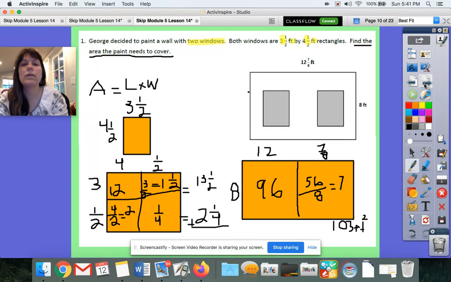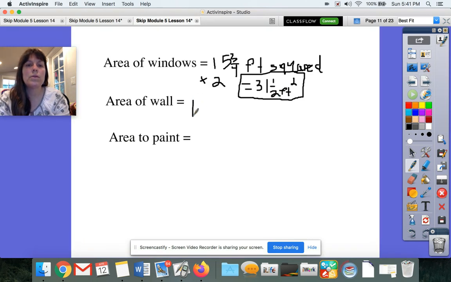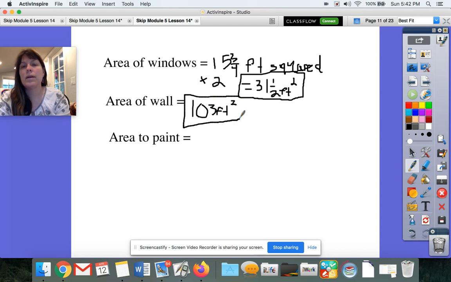So let's go back over here. The area of the wall is 103 feet squared. Okay, so we have everything we need to figure out how much needs to be painted.